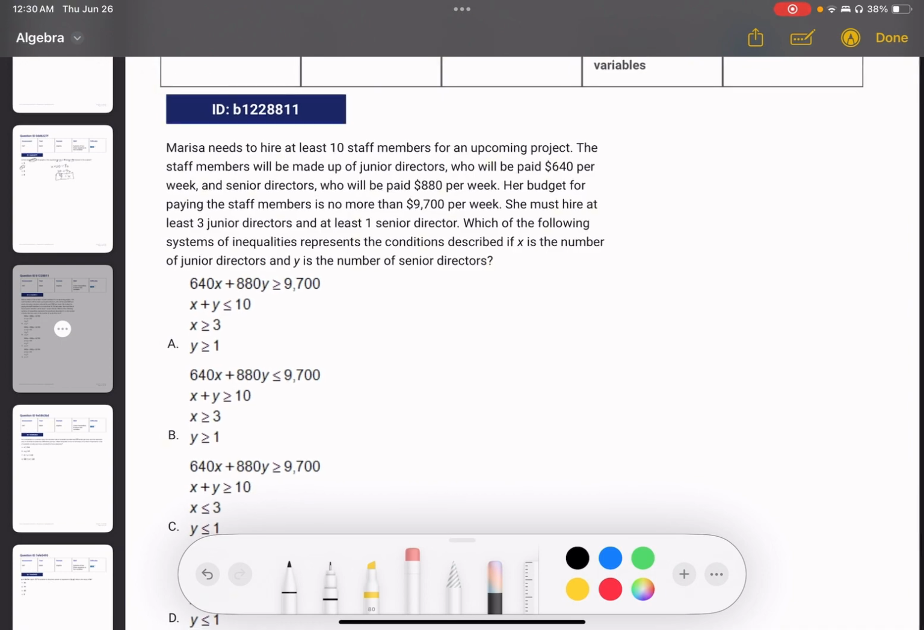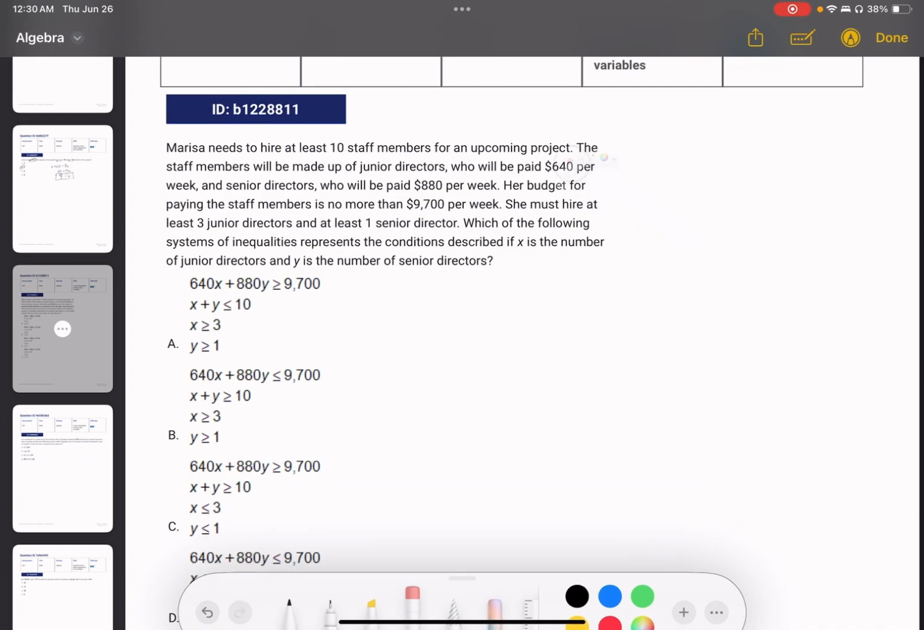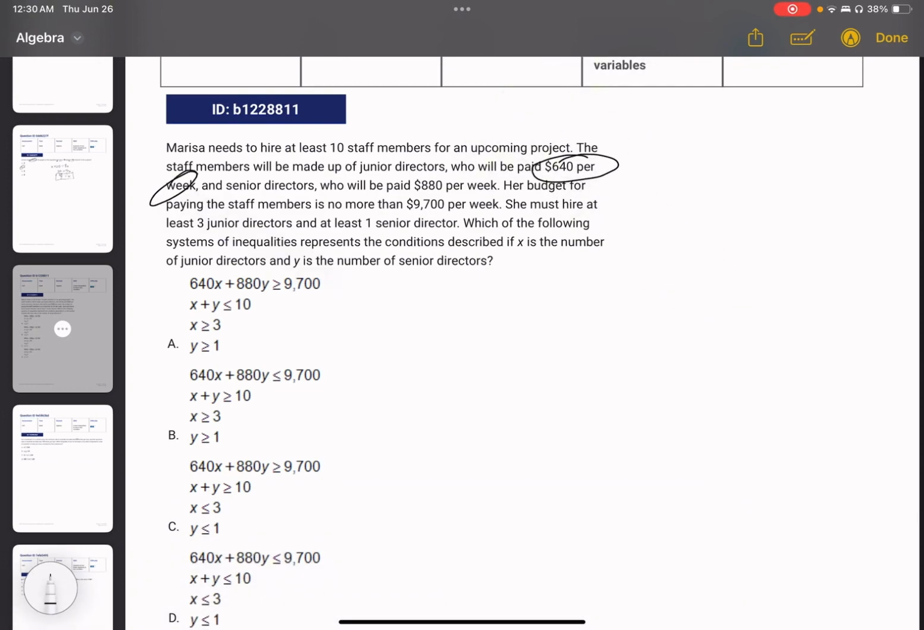Marisa needs to hire at least 10 staff members for an upcoming project. The staff members will be made up of junior directors who will be paid $640 per week, and senior directors who will be paid $880 per week. Her budget for paying the staff members is no more than $9,700. No more. She must hire at least 3 junior directors and at least 1 senior director. So at least 3 junior directors and 1 senior director. Which of the following system of inequalities represents the conditions described if x is the number of junior directors and y is the number of senior directors?